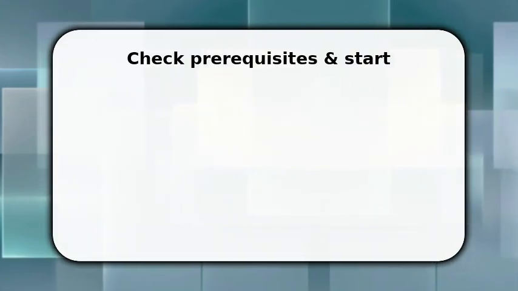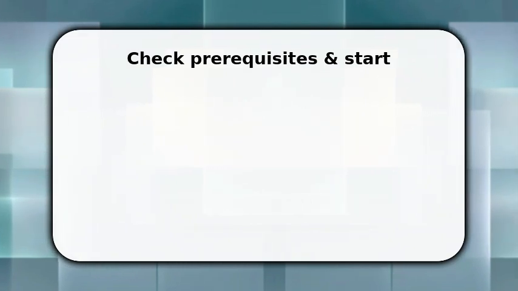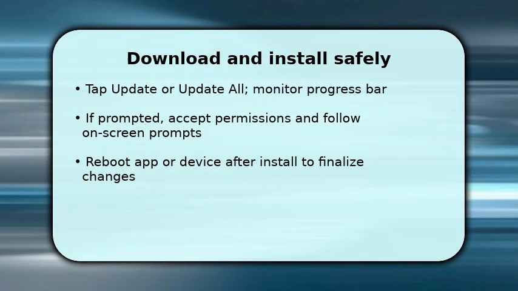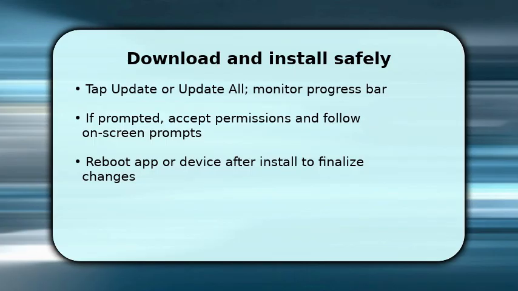Once done, open the App Store or System Update panel and locate the app showing Updates Ready to begin the download. You now download and install the update carefully to avoid errors. Tap Update or Update All and watch the progress bar. If it stalls, pause and retry rather than force closing. When prompted, accept requested permissions because denied permissions can break features.